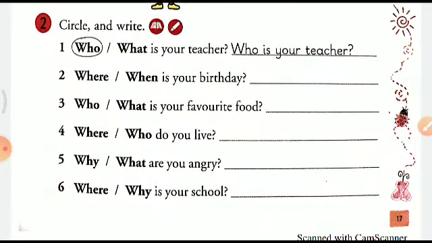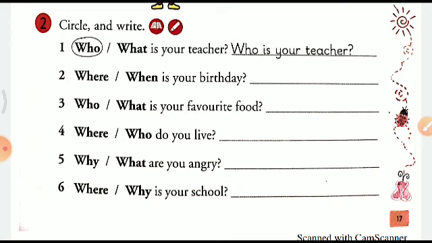Now, who or what is your teacher? When we are actually asking about the name of the teacher, we will say who is your teacher. Where or when is your birthday? When depicts the time, we are asking about the date, so it should be when is your birthday. Who or what is your favorite food? Who is used for humans, so we cannot use who here, so it would be what is your favorite food.